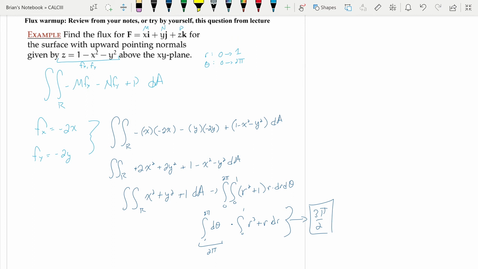Are there any questions about the general procedure of flux problems? Awesome, the silence is great. All right, cool. Well, let's move on.